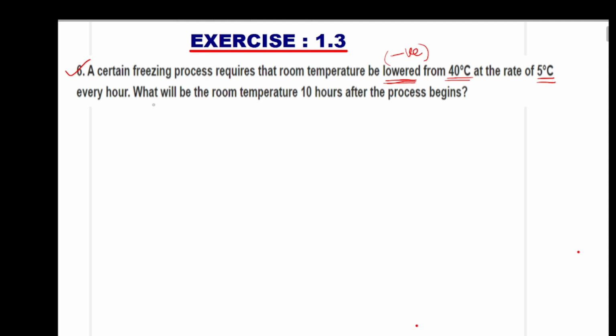Then what will be the room temperature 10 hours after the process begins? That means in 1 hour 5 degrees Celsius decreased, next hour again 5 degrees decreased, then after 10 hours, what will be the temperature of that room? So how to do the solution? Solution, you have to write like that.